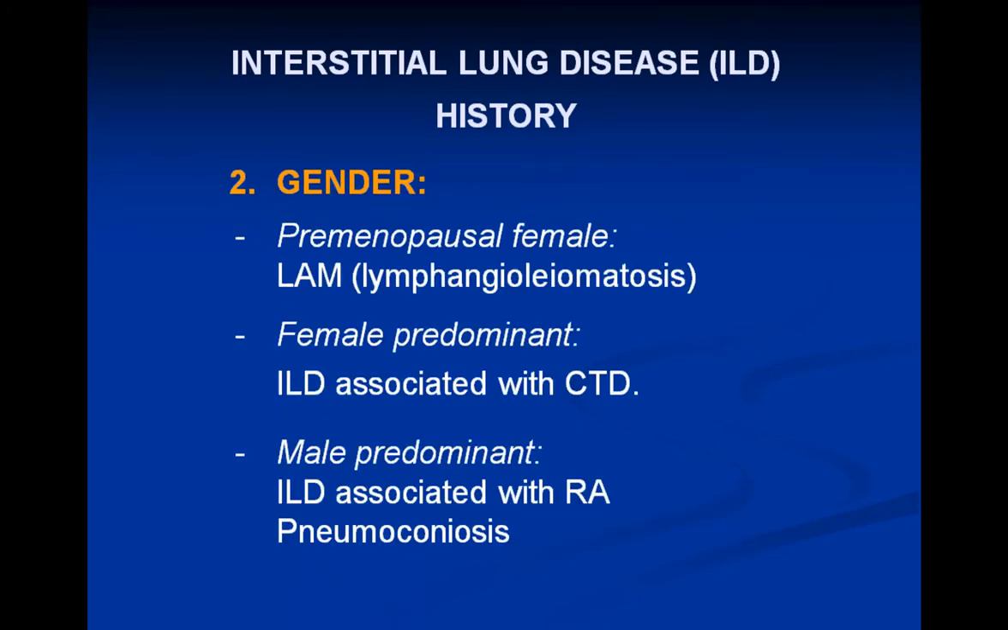Basically, on gender: in premenopausal females, you will notice lymphangiomyomatosis. In connective tissue disorder-related ILD also, female predominance is noticed. Male predominance is seen in rheumatoid arthritis associated ILD and pneumoconiosis.